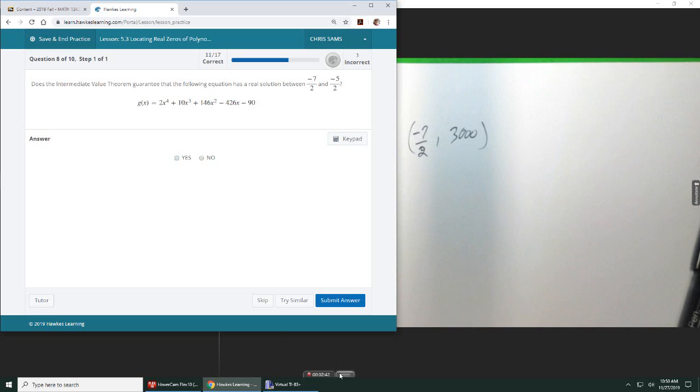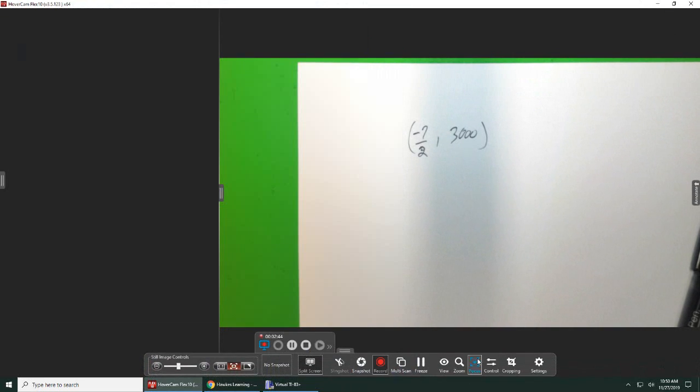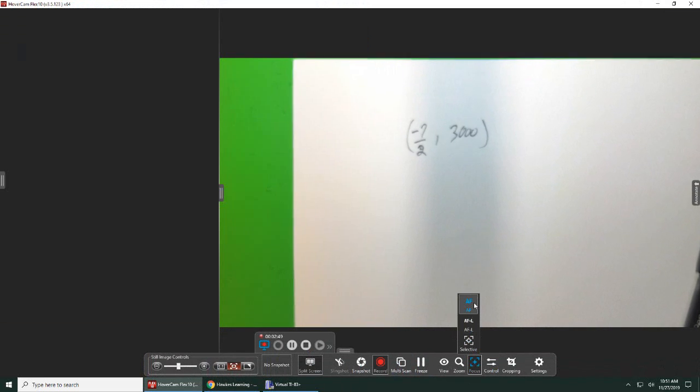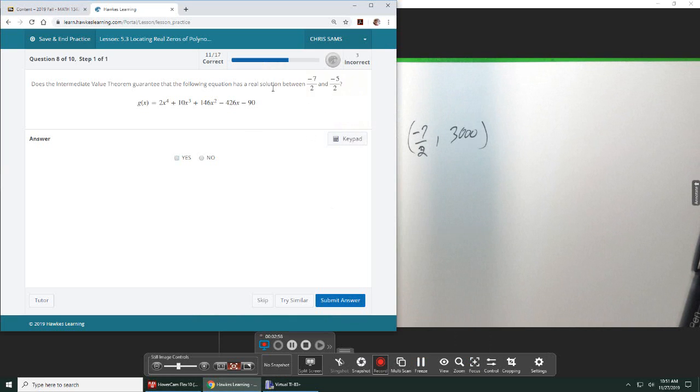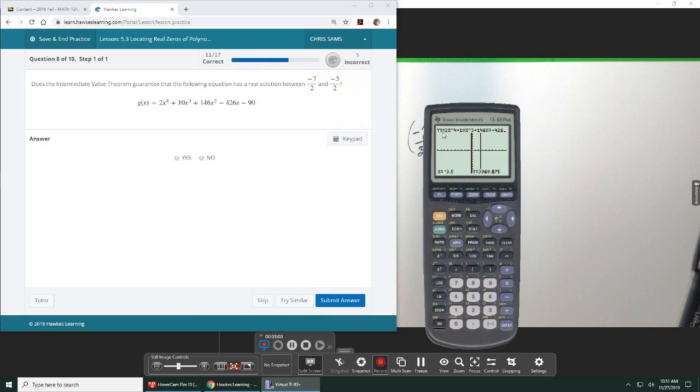Looks a little blurry. Let me see if I can focus this a little better. And that looks good. Okay. So we got one value. Now we're going to do the same thing for the other one. So once you do value, you can just type in the next one. So I'm going to type in -5 divided by 2.